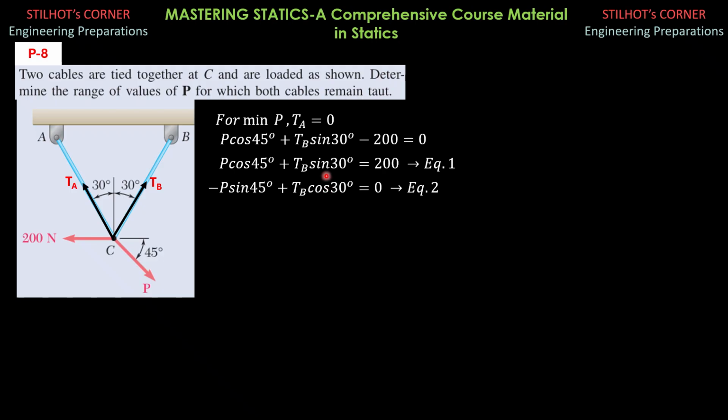So solving equations 1 and 2 simultaneously, P is 179.3 newtons while T sub B is 146.4 newtons. So take note that P here is minimum P.